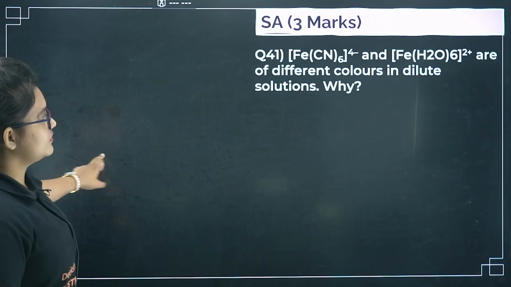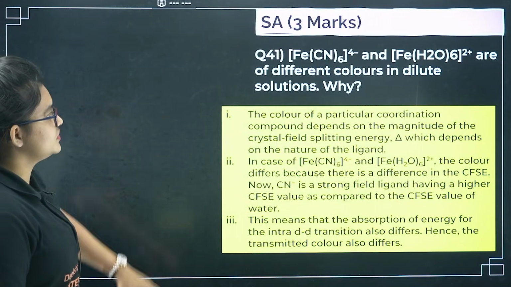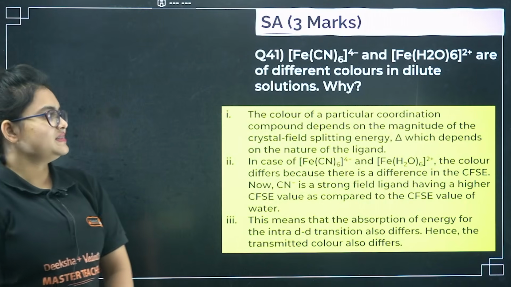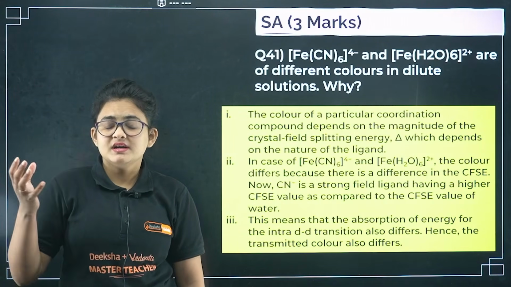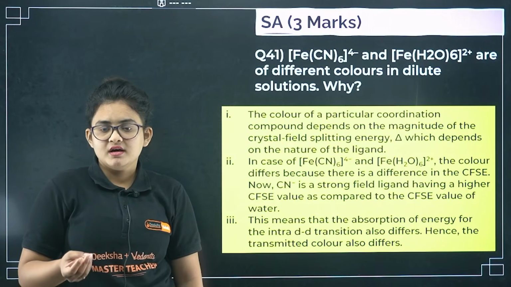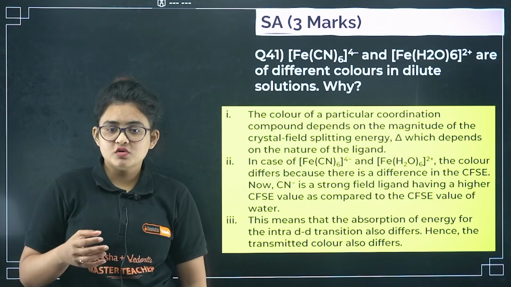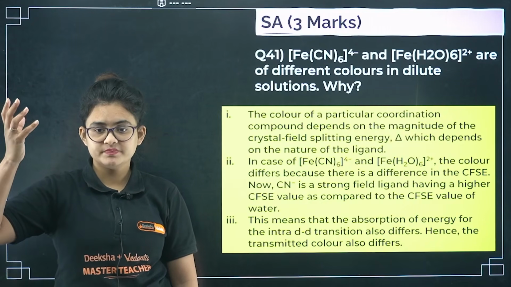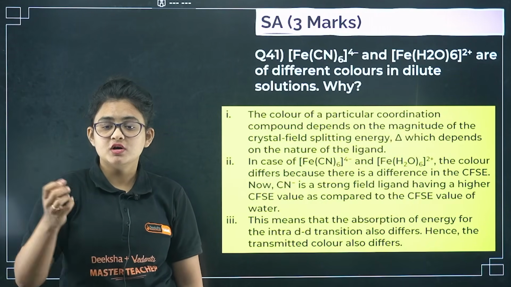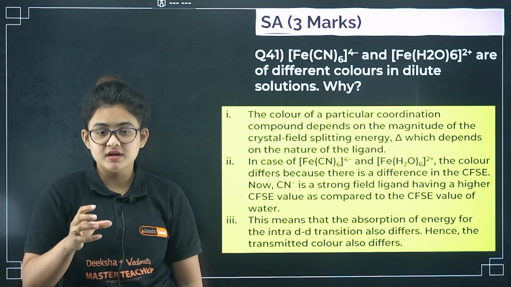[Fe(CN)6]4- and [Fe(H2O)6]2+ are different in color in dilute solution. The reason is basically the same. The color definitely depends upon the crystal field energy, right? For [Fe(CN)6], it's a very strong field ligand, right? So as a result, we can expect a higher CFSE value, right? But for H2O, a comparatively lower CFSE value, so the d to d transition will be different, right?